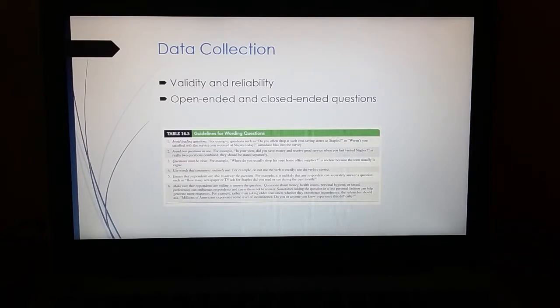And it's said to have validity if it does in fact collect appropriate data needed to answer the questions or objectives stated in the first stage of the research process. And a study is also said to be reliable if the same questions asked of a smaller sample produce the same findings of a larger sample.